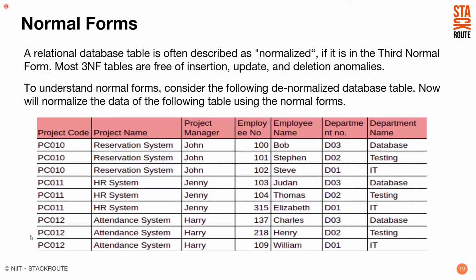So what I want to do, instead of having project code, project name, project manager, department number and department name, I have to split the table into 3 tables. So this is one big table. This one table I'm going to divide into 3 tables. The first table consists of only project code, project name and project manager. So there were only 3 projects, so 3 columns are enough.